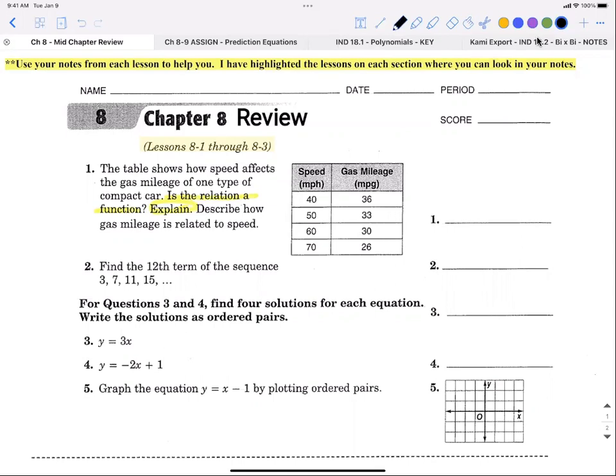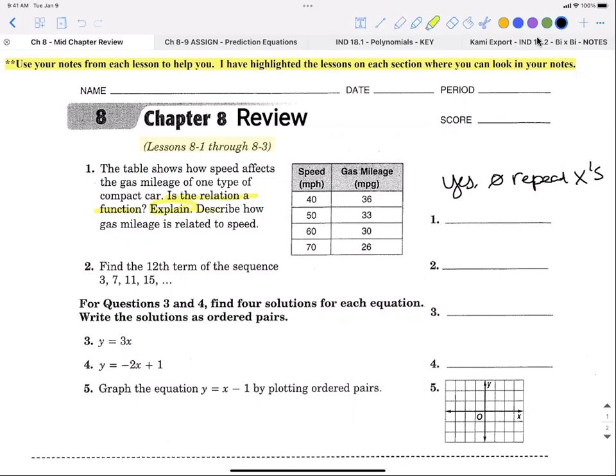Yes, good. No repeating x's. So our x's are good. We had 40, 50, 60, 70. Nobody was repeating. So yes, it's a function because there were no repeating x's. Okay, and I'm just going to kind of abbreviate here. Then there was more to it.